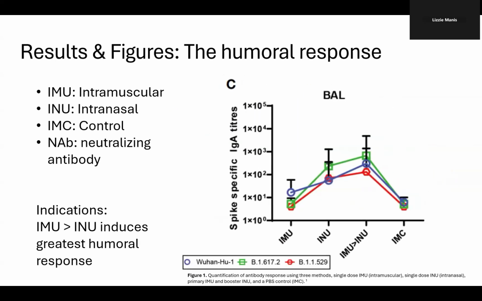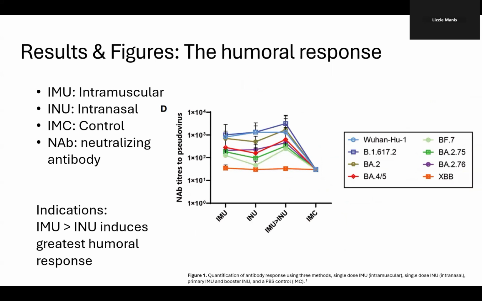This third figure again uses BAL to study mucosal immunity, specifically with IgA, as these are more indicative of this form of immunity. This figure shows again that while not entirely significant, on average, the IMU-INU treatment administration method had the highest IgA titer production, meaning that this method of injection induced the greatest mucosal immunity.